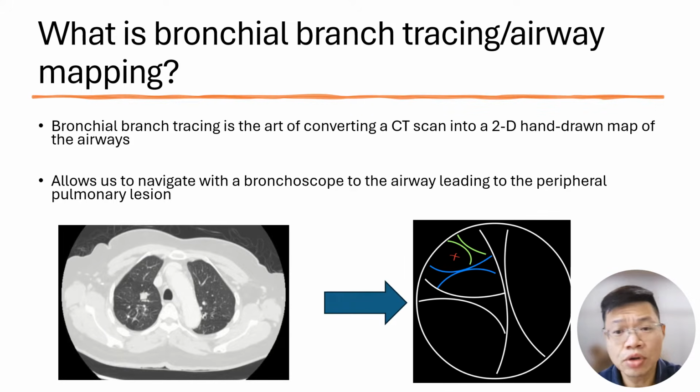So what is bronchial branch tracing or airway mapping? Bronchial branch tracing is the art of converting a CT scan into a 2D hand-drawn map of the airways. And this allows us to navigate with a bronchoscope to the airway leading to the peripheral pulmonary lesion.